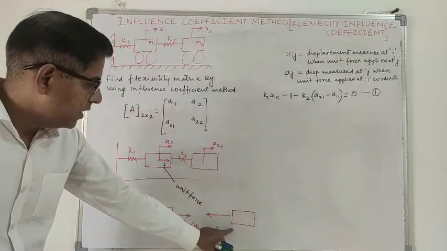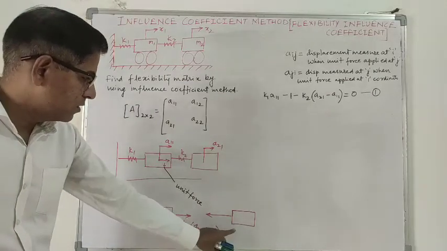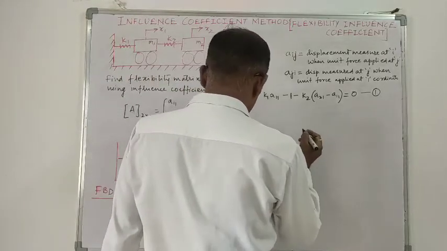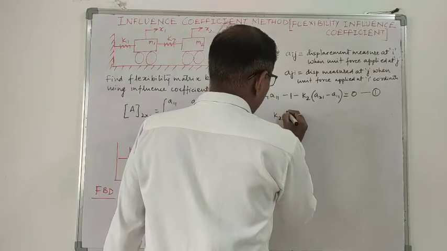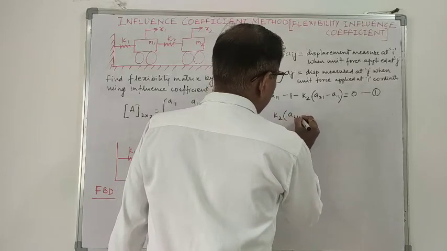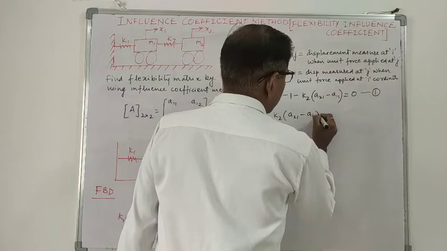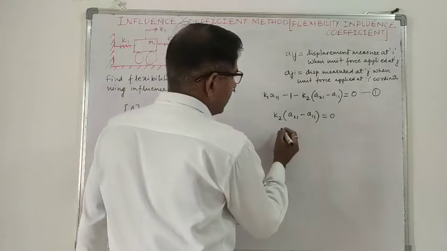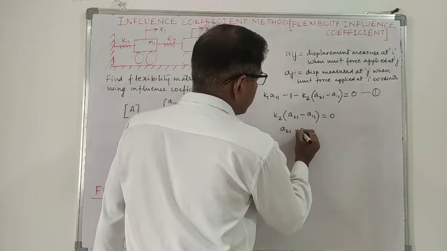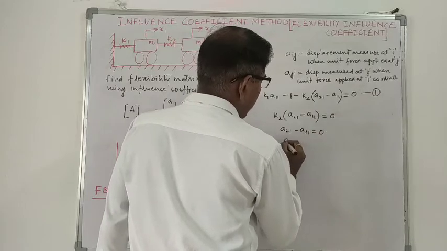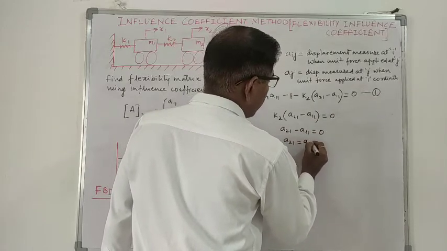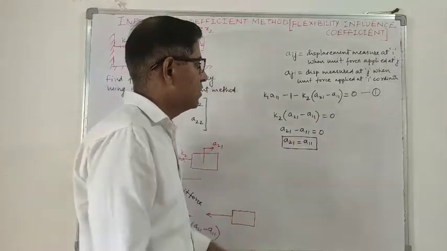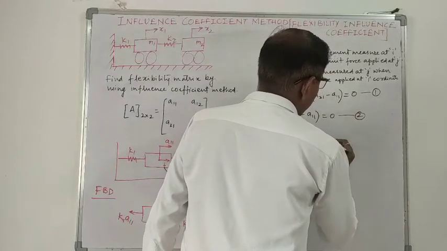Now in the second member, here only one force, that is K2 into A21 minus A11 is equal to 0. Okay. And A21 minus A11 is equal to 0, and A21 is equal to A11. So this we have obtained. Now we will call this equation number 2 and this equation number 3.